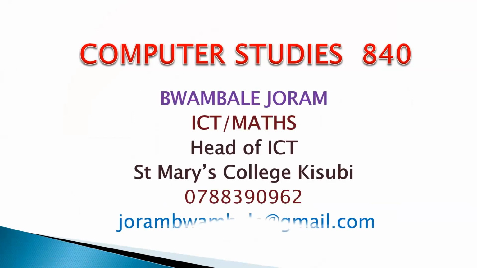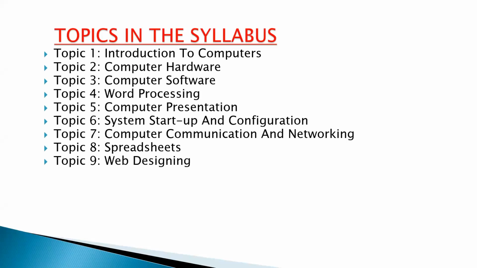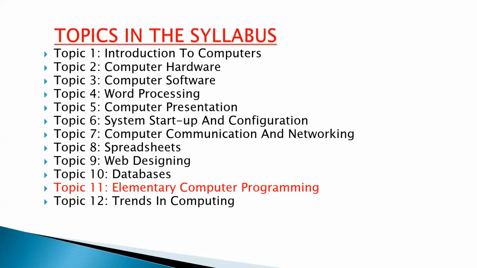So starting off our discussion today, we start off with the topics in our O-level syllabus. We have about 12 topics which we should be aware of when we prepare for our final paper. That's introduction to computers, computer hardware, computer software, word processing, computer presentation, system startup and configurations, computer communication and networking, spreadsheets, web designing, databases, elementary programming, and trends in computing. Those are the 12 topics we are supposed to read as we prepare for our final paper in computer studies.